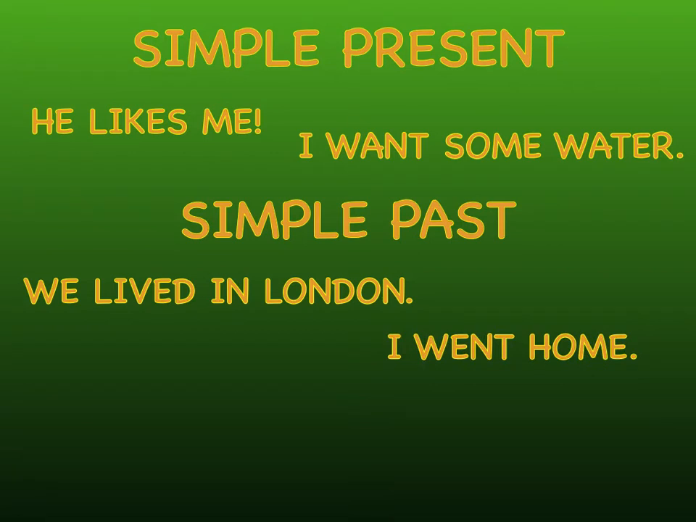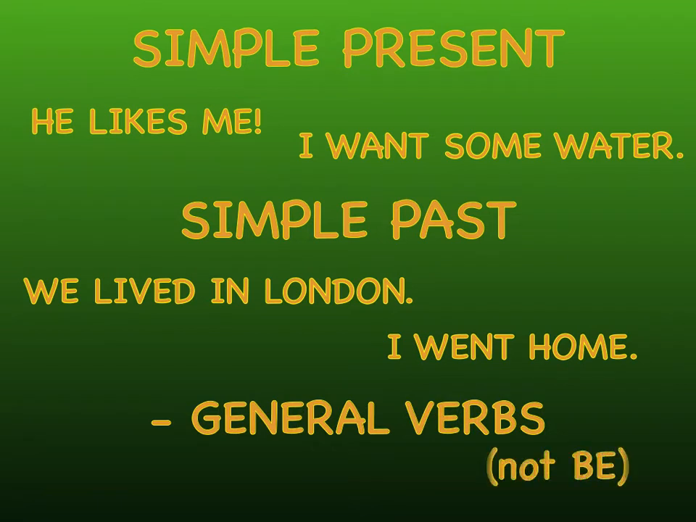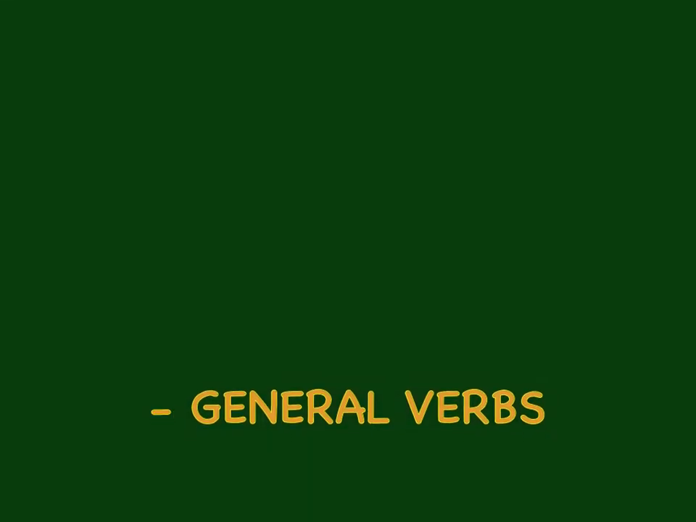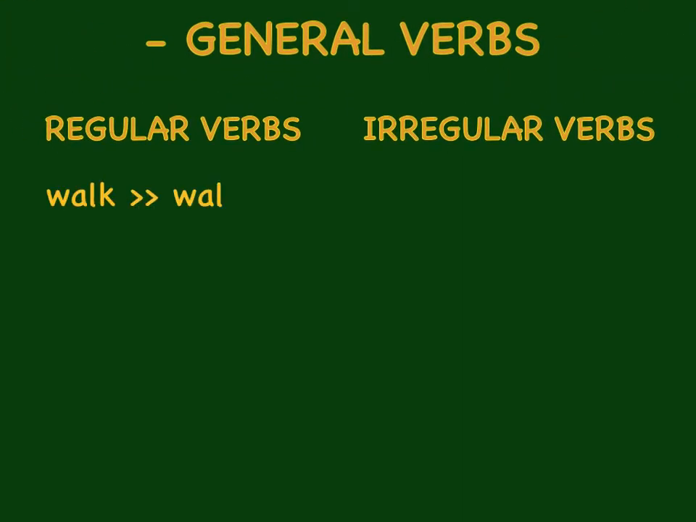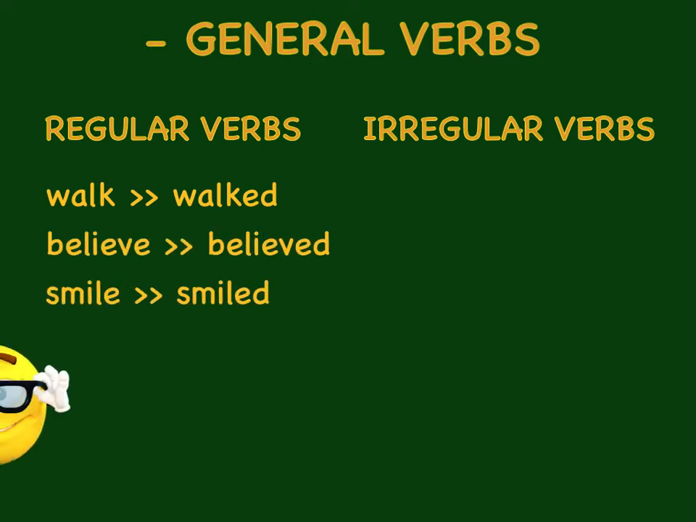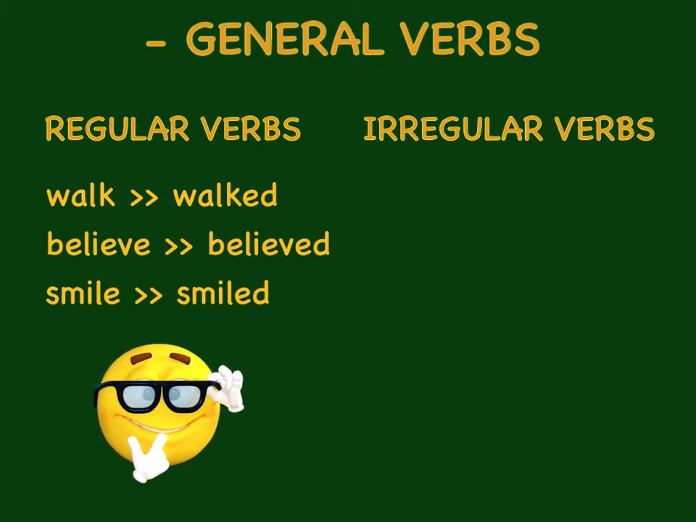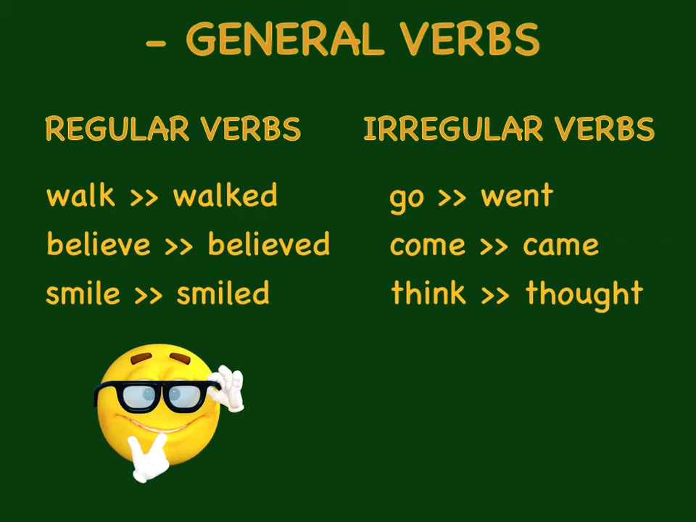They are simple as sentences, but not when you want to make them negative. Let's take a look at the general verbs, which means those which are not the verb to be, everything else. We have two types of general verbs. In the past tense, we have regular verbs, which are easy with ed or d on the end. No big problem. And then we have the irregular verbs, which are a bit more of a problem to remember.